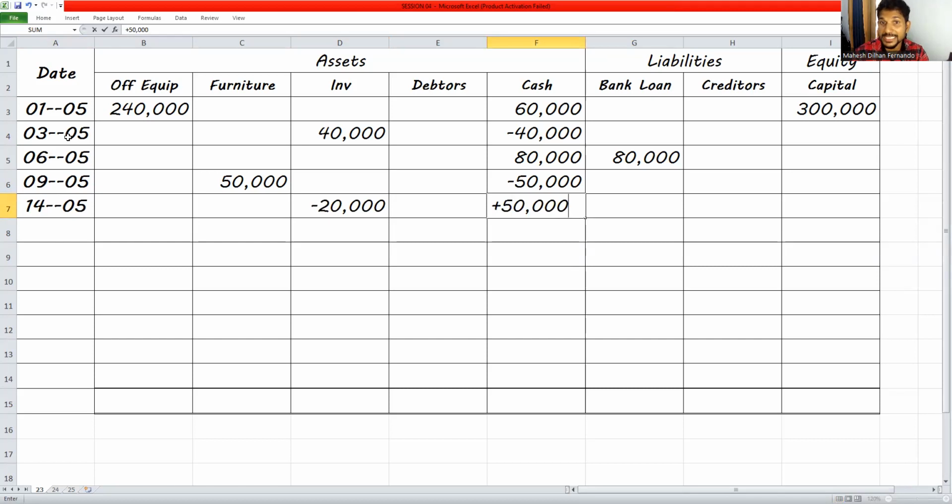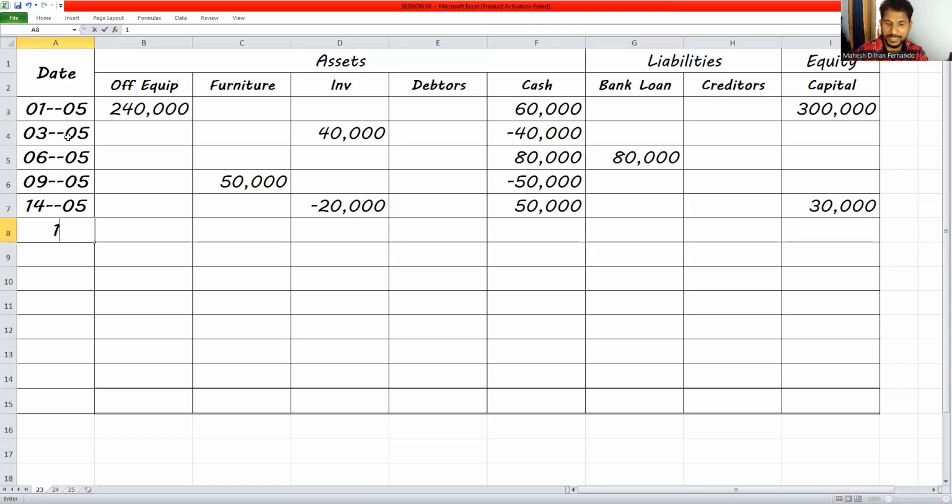It is obvious that the business has generated a profit worth how much? 30,000. And that belongs to the owner. In other words, that increases the equity of the business by 30,000. Simple, right?